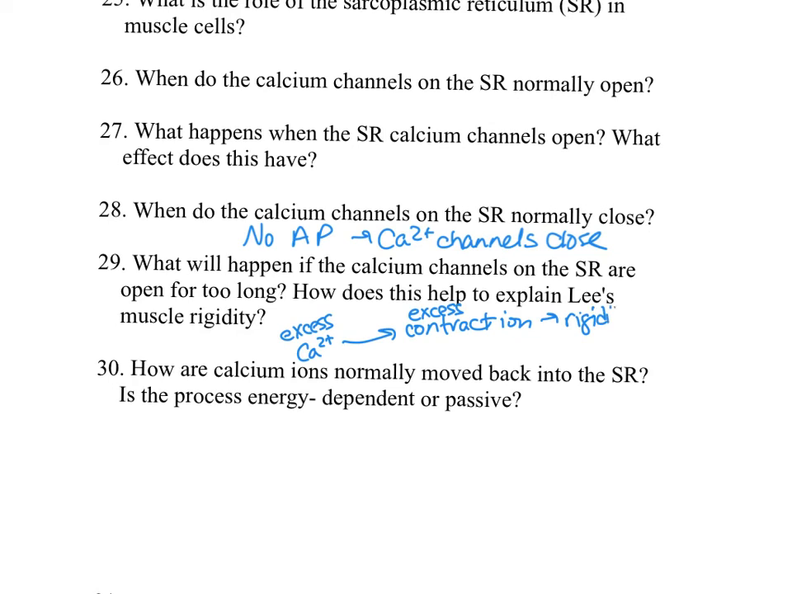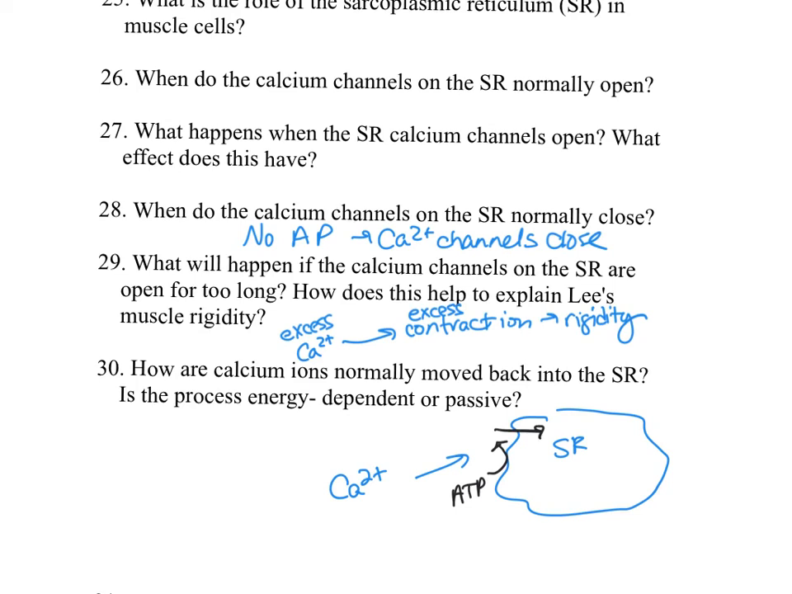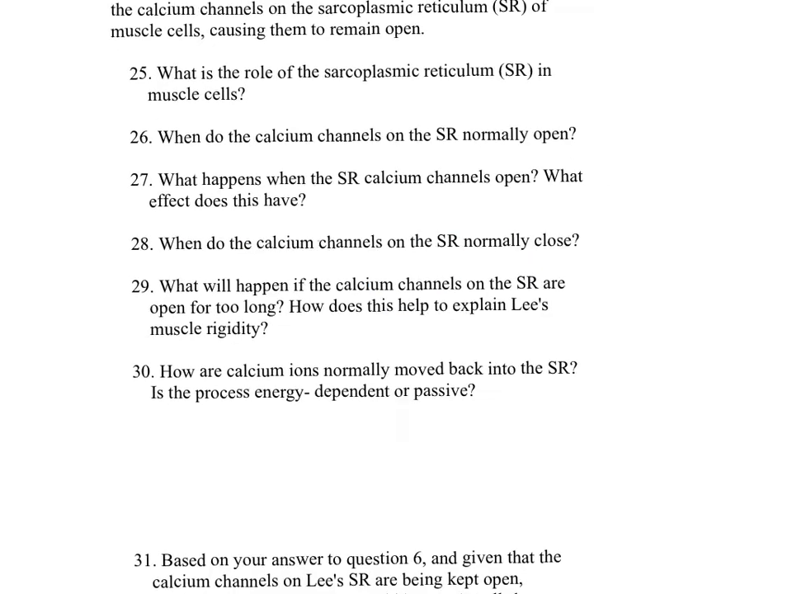Question number 30. How are calcium ions normally moved back into the SR? Is this process energy dependent or is it passive? So calcium ions are moved back into the sarcoplasmic reticulum after the action potential has stopped, and it takes ATP in order to activate the pumps that will pump the calcium back into the SR. This is a calcium ATPase pump, and it requires ATP to pump the calcium back into the sarcoplasmic reticulum.